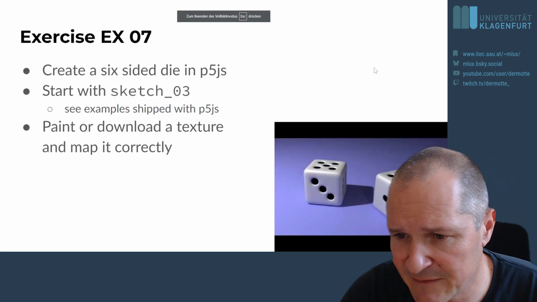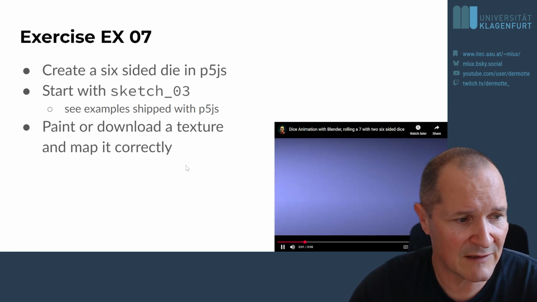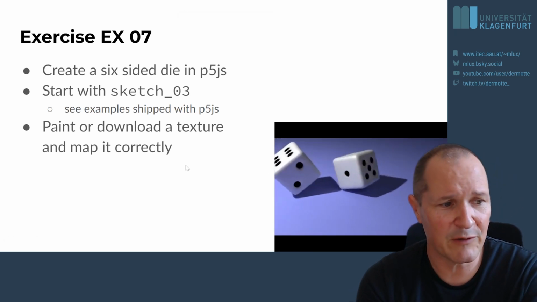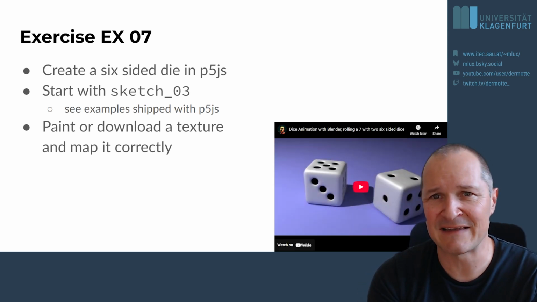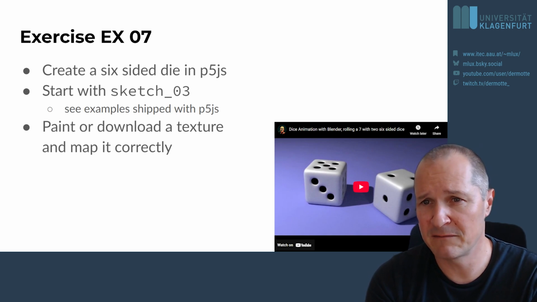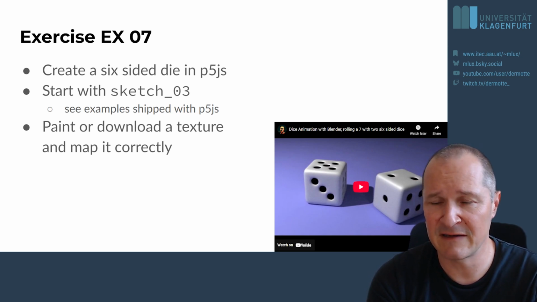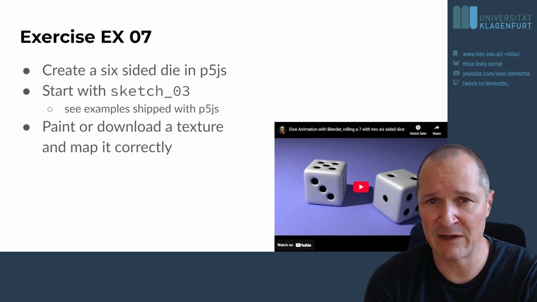One part is now that you of course have an exercise, and as an exercise you do not need to do something like that, although it would be cool of course. You should create a 6-sided die in P5.js. You can start with Sketch 03, the one with the 4-sided die to take a look at. You can paint or download the texture and then map it correctly.